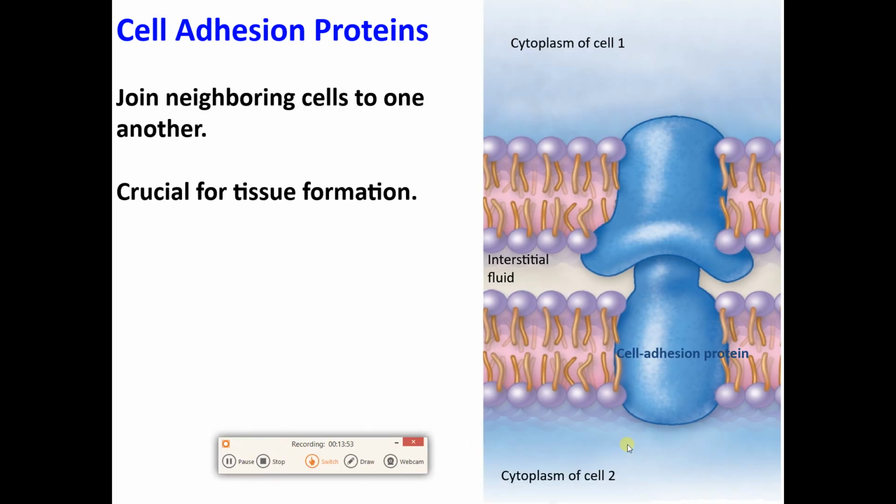We know that cells come together to form tissues. Well, sometimes we're going to need to physically attach the neighboring cells together. And so I got one transmembrane protein and it's being grabbed onto by another one. And these are called cell adhesion proteins because they're adhering cells to one another. And like I said, this is crucial for the formation of tissues.